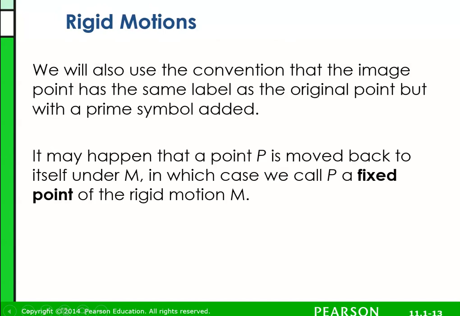We will also use the convention that the image point has the same label as the original point, but with a prime symbol added next to it. So again, P to P prime, not P to X prime, for example. It may happen that a point P is moved back to itself under M, in which case we call P a fixed point. So if that original point does not actually move after the motion occurs, it's a fixed point.